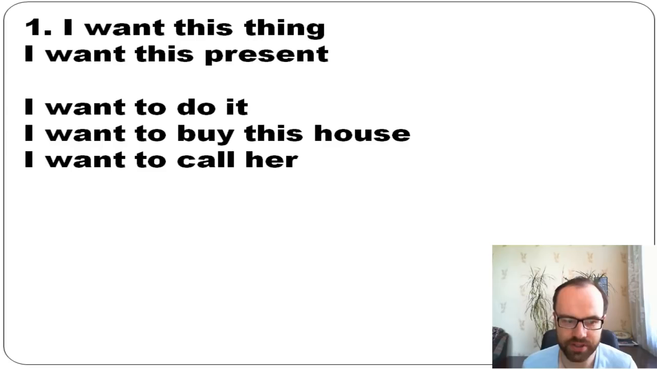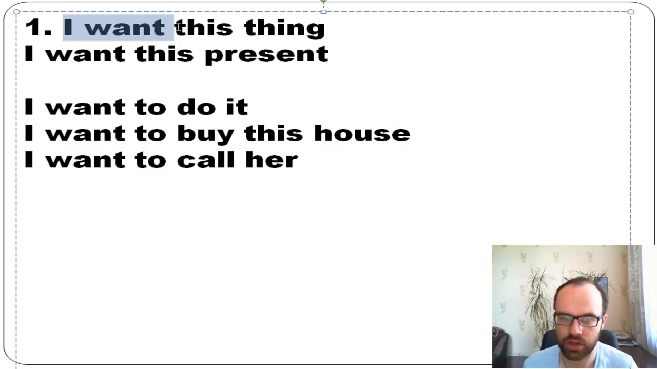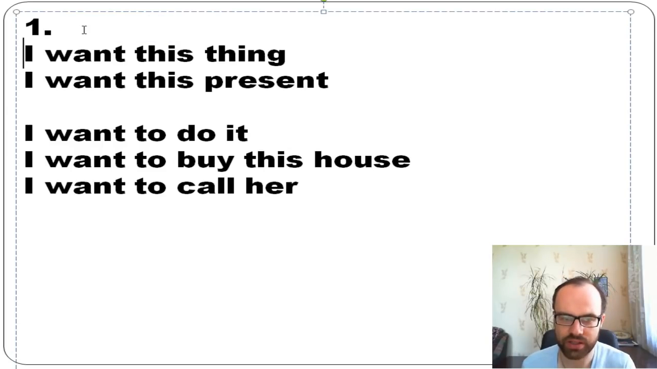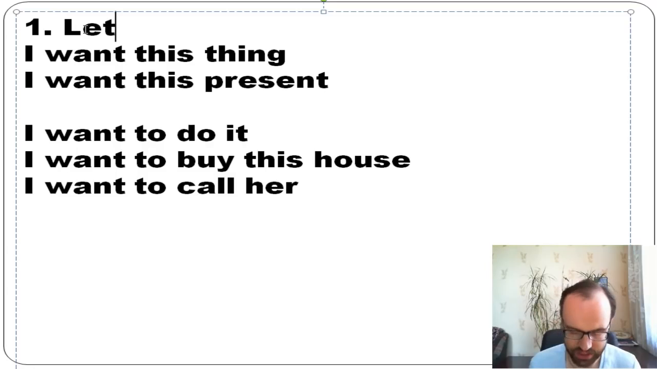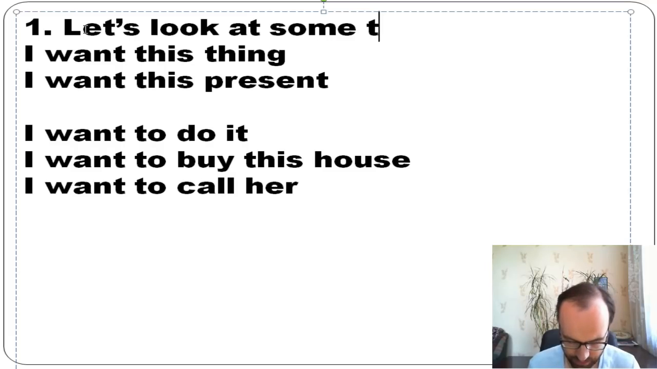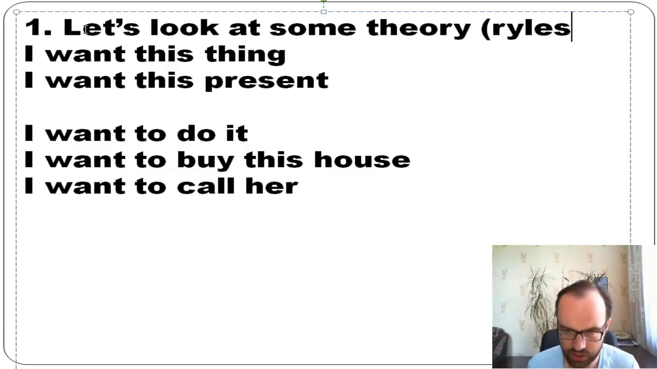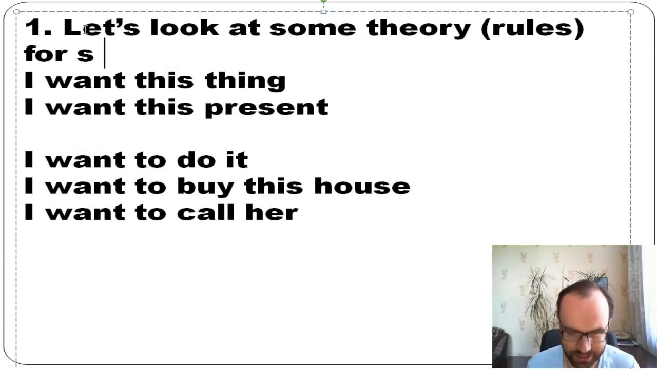Okay, so the first grammar structure, I want. Okay, so some theory. Let's look at some theory or some rules for a start. For a start means in the beginning.